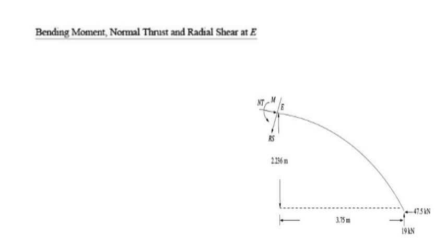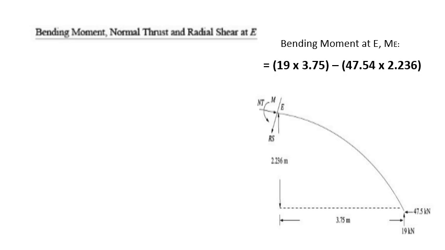Since the parabola is symmetrical, you get y as 2.236 meter itself at the same distance. If it is some other distance, then you have to find out y again. So bending moment at E is equal to, there are only two forces, 19 into 3.75 minus H into y, 47.54 into 2.236. So you get it as minus 34.96 kilonewton meter.